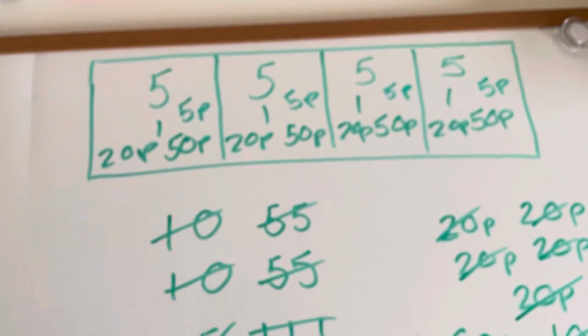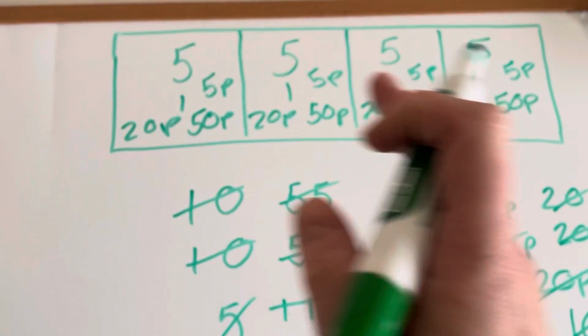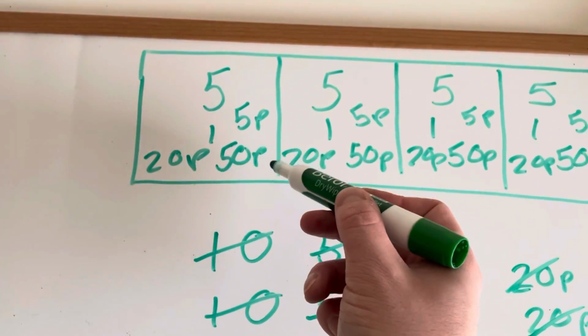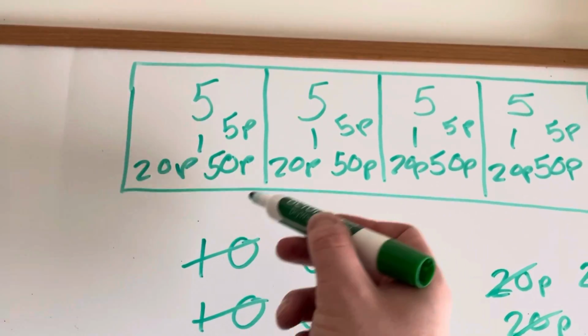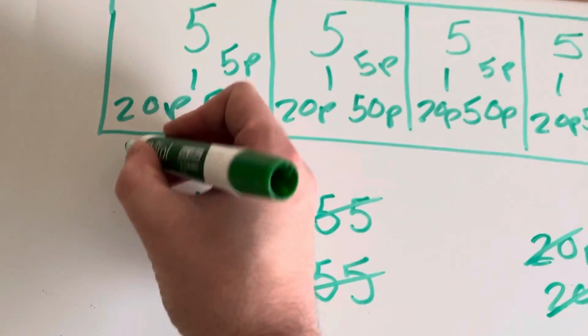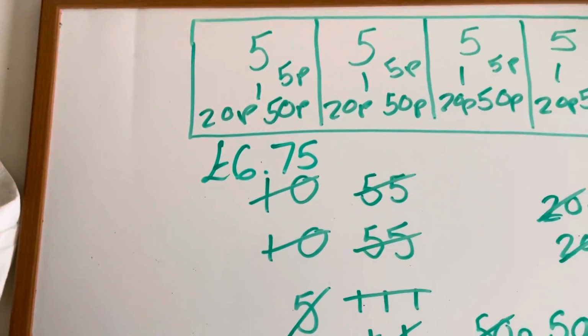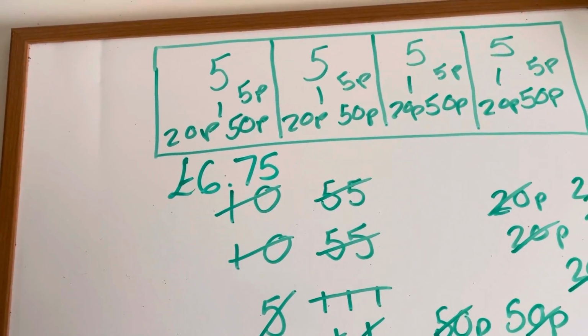What I need to do now is add up what each person got. So £5 add £1 is £6. 50p add 20p is 70p. Add the 5p left is £6.75. Each child gets £6.75.